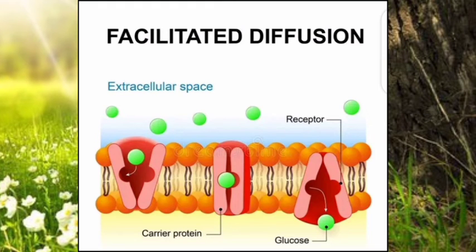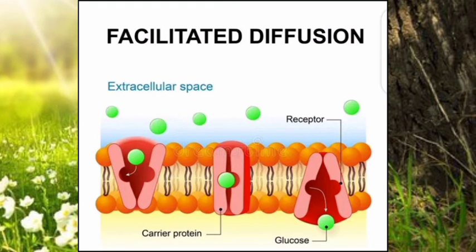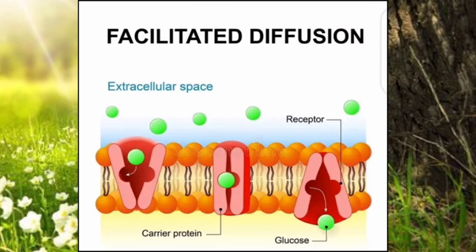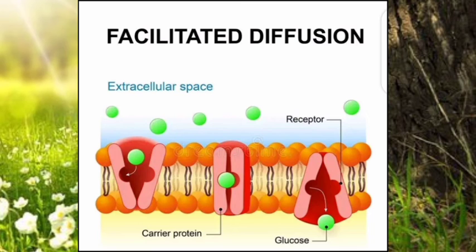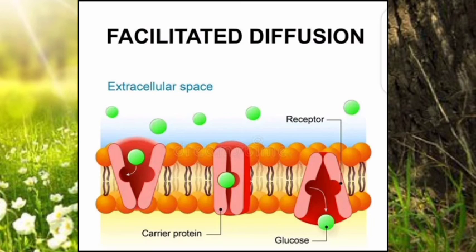There are some similarities between diffusion and facilitated diffusion. The first one is that they both are passive transport. Passive transport does not require any ATP or energy.